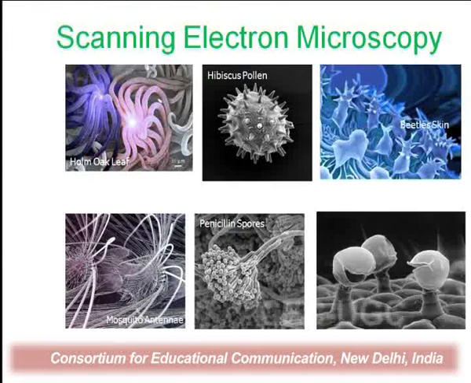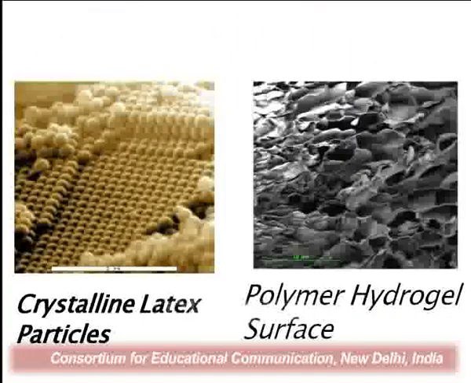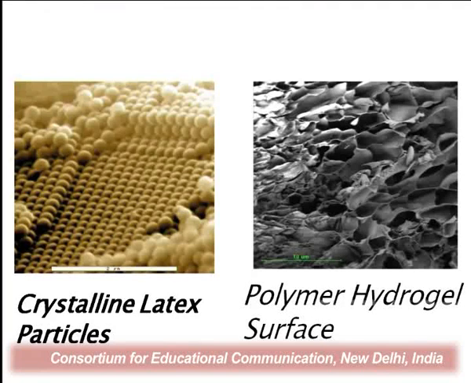These are some images of specimens. When it scans the surface, it gives good resolution and good magnification, and these images are used for further applications. So these are the images we get from the SEM. Now this is crystalline latex particles, which is a clear-cut image of the specimen we can get. This is a polymer hydrogel surface.